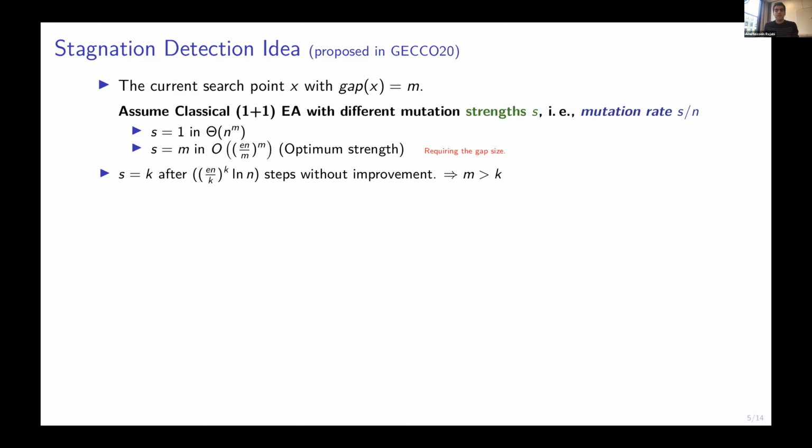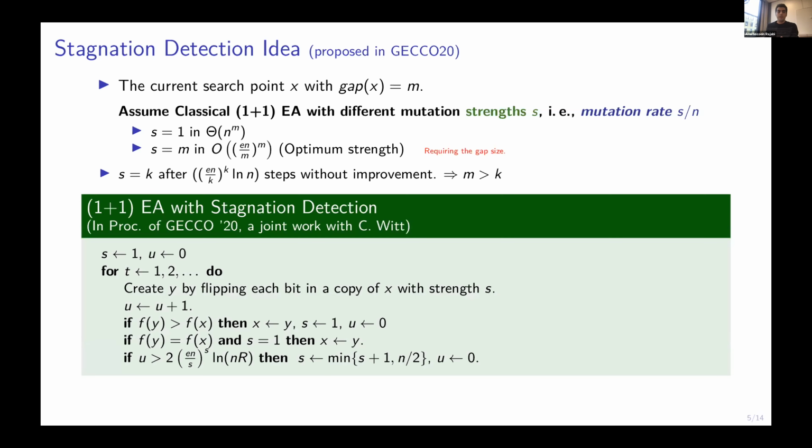Now, let's consider the following situation. Assume that the ascent is k. Actually, the mutation rate is k over n. And the algorithm doesn't make any improvement in En over k to the power of k ln steps. Then with high probability, the gap size is larger than k. We use this fact to develop the stagnation detection mechanism.